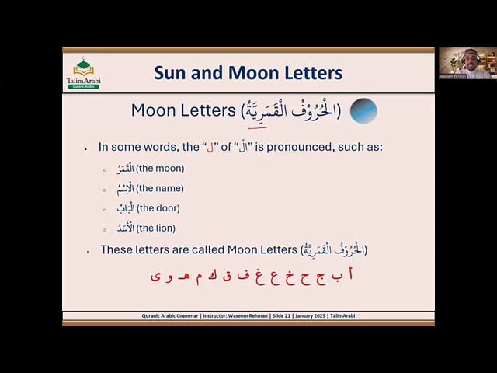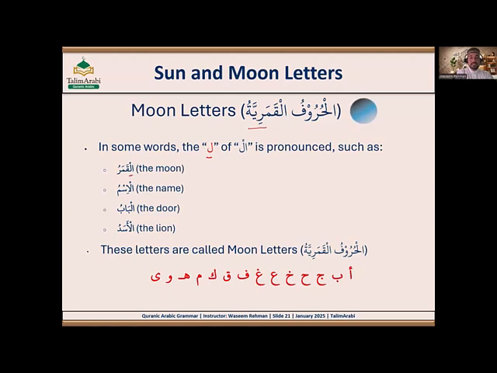In some words, the lam of al is pronounced. I think we have read Quran, right? So it's built in for us. Whenever we see these words, we read like al qamaru. We don't read aq qamaru, right? We read al qamaru. So the lam is pronounced, the lam of al, the definiteness of al.